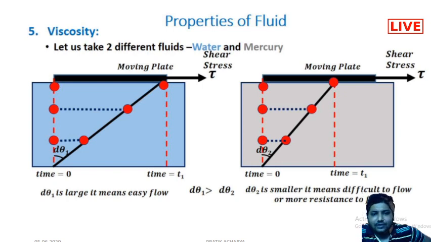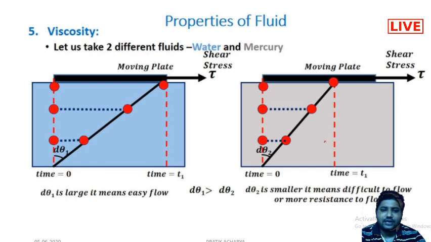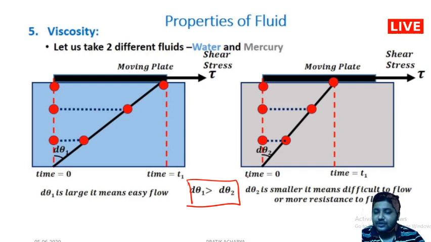Now you take the example of water and mercury. In case of mercury, as mercury is a very high viscosity fluid, the intermolecular force of attraction is very high, so the angular deformation is very little in mercury as compared to water. So the angular deformation of water is more as compared to mercury. Why? The more the viscosity, the less the angular deformation; the less the viscosity, the more the angular deformation, provided the shear stress is constant in both cases.